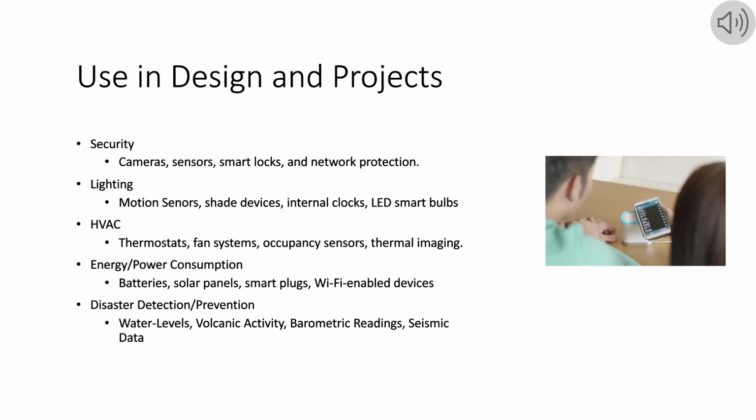In order to obtain the LEED status for a new building, there is a load of different IoT devices that can provide useful data, inputs, and mechanisms that can help achieve that status. Some of the different categories of devices that help are security, lighting, HVAC, energy power consumption, and disaster prevention.